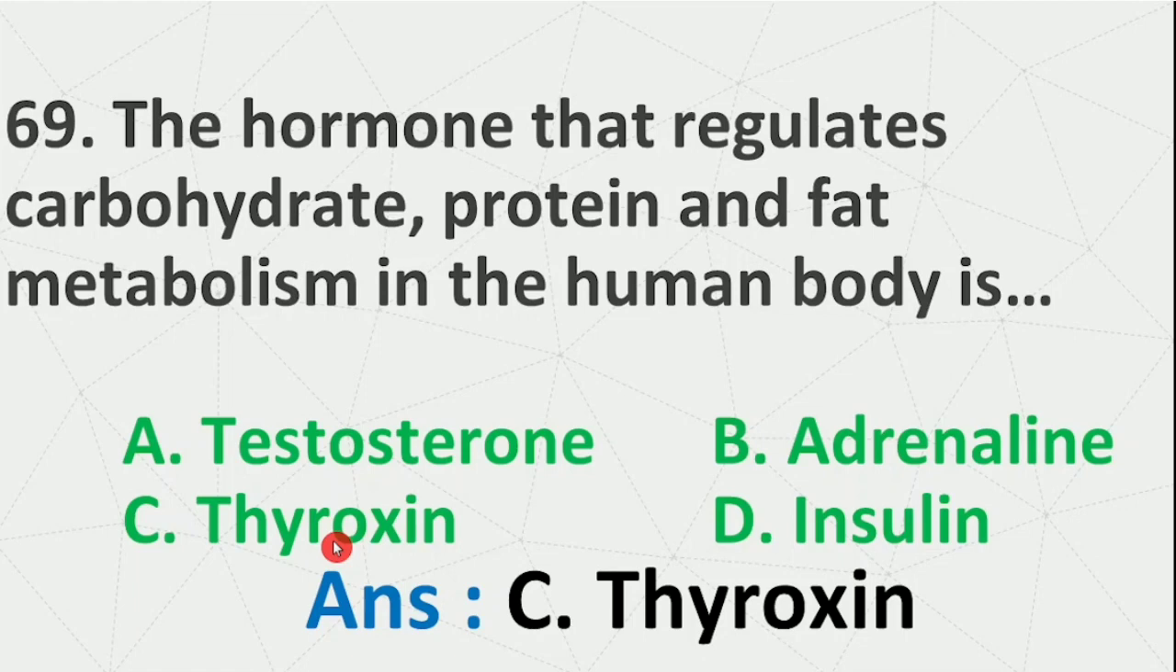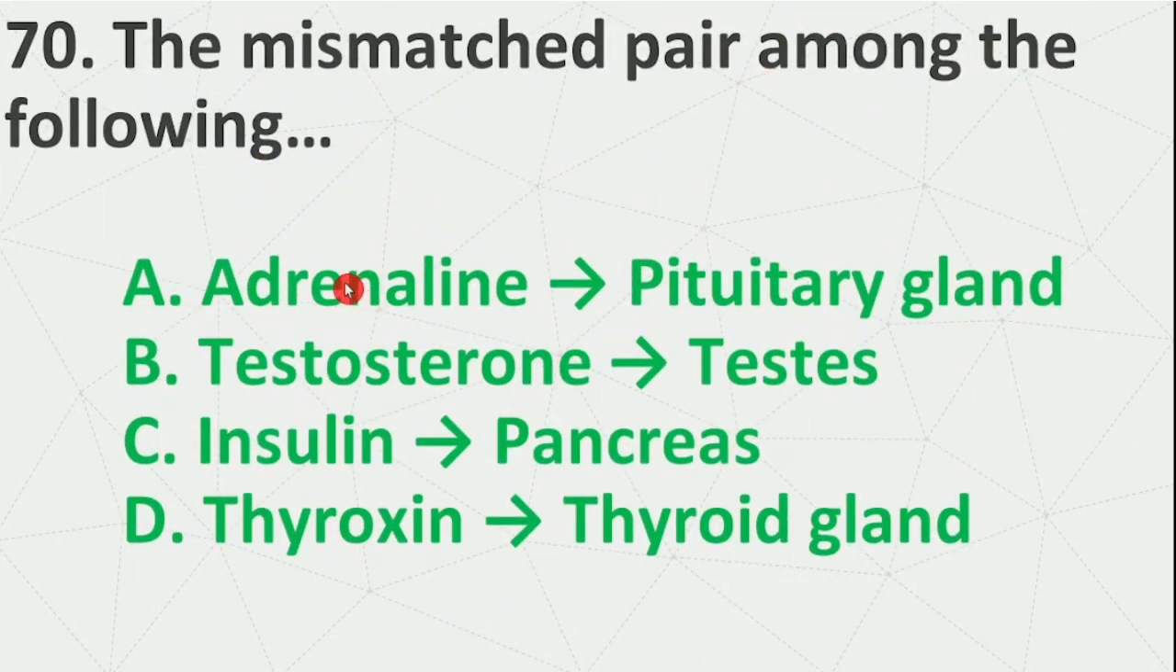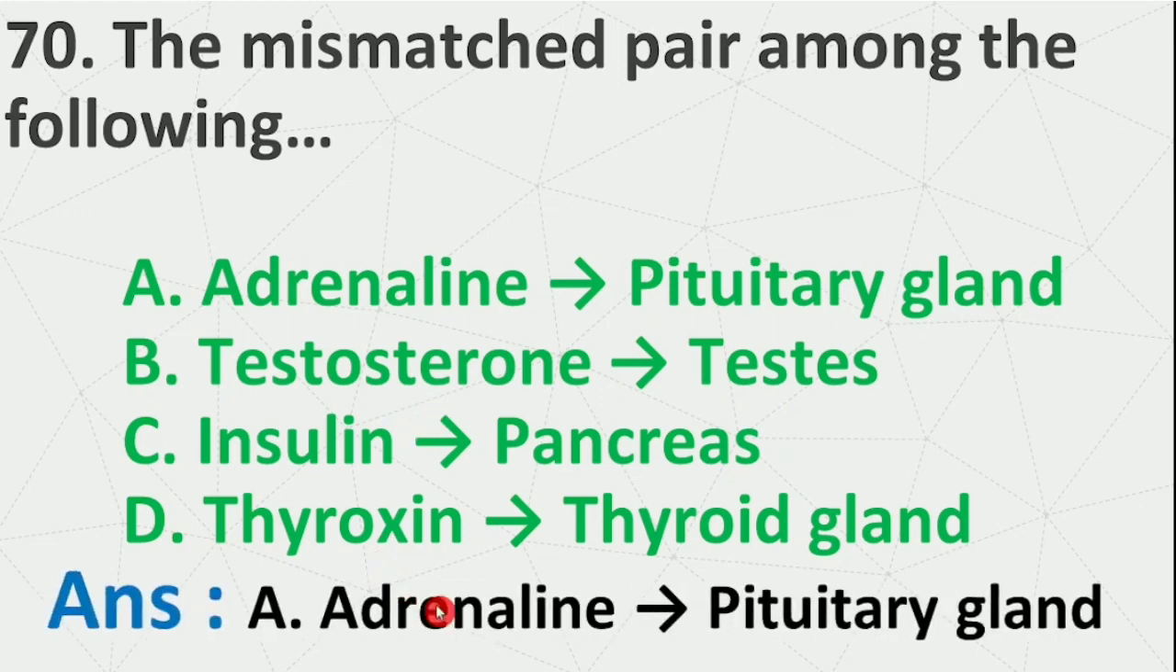Question number 70. The mismatched pair among the following. Here they have mismatched the things, so we have to find out which is mismatched. Adrenaline, pituitary gland; testosterone, testes; insulin, pancreas; thyroxine, thyroid gland. The thyroid gland secretes thyroxine, the pancreas secretes insulin, the testes secrete testosterone. So these three are correct. But option A, adrenaline from the pituitary gland, is wrong. So option A is the correct answer.